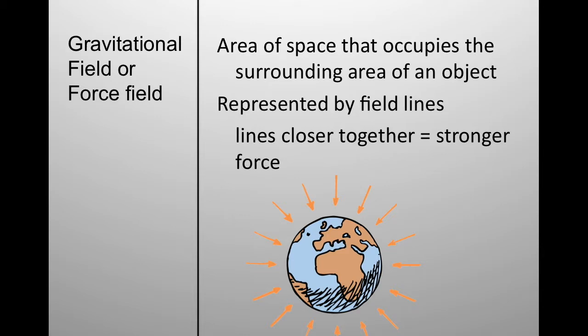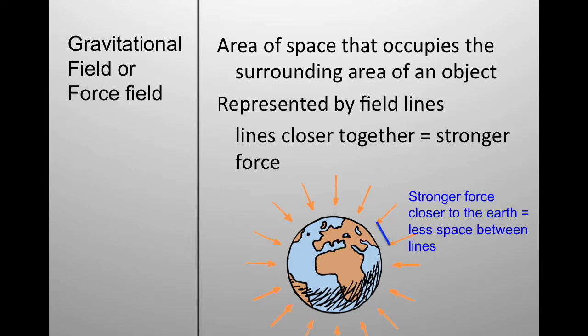Gravitational field or force field. It is an area of space that occupies the surrounding area of an object. It exists, but we don't really see lines. We represent them by lines, and what happens is the stronger force is closer to the object of greater mass. So there is going to be less space between the lines, as seen here. The further away that you get from Earth, it will create larger spaces between the lines to just show that it is a weaker force. It's just one way that we represent the strength of the gravitational field, also known as the force field.